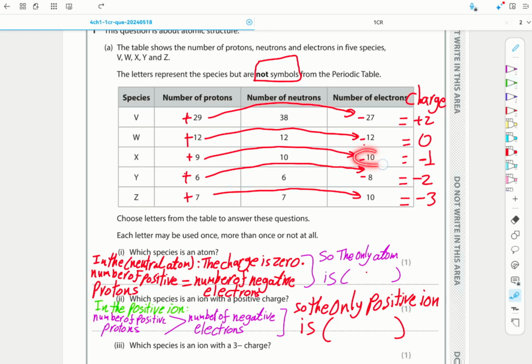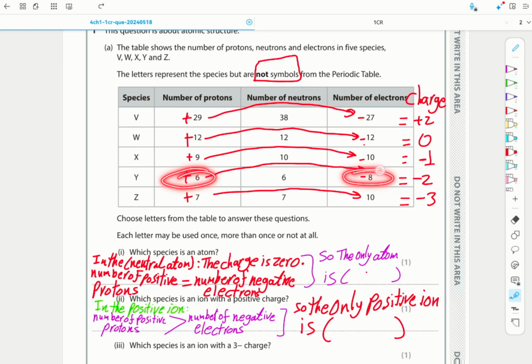In here, my friends, the number of electrons is higher than the number of protons, so the final charge is -1 because we have an extra 1 electron. Here we have +6, meaning 6 protons, minus 8, which refers to the existence of extra 2 electrons, so the charge is -2. Here, as you see, my friends, we have an extra 1 electron, the charge is -1.